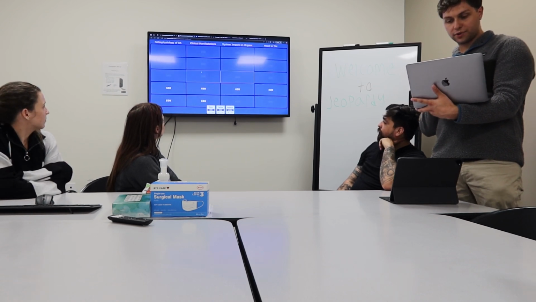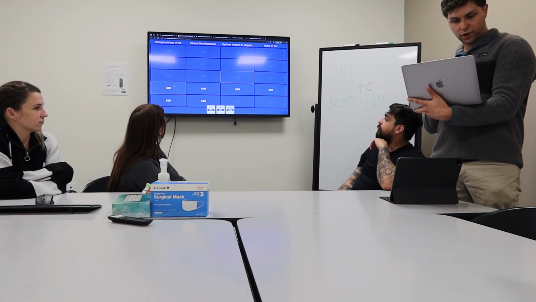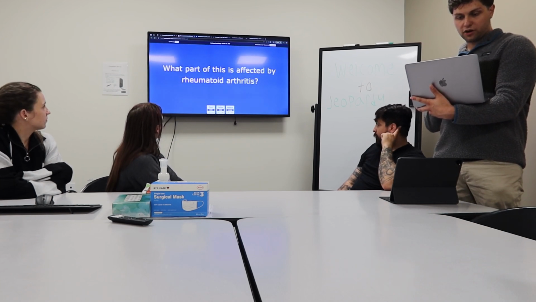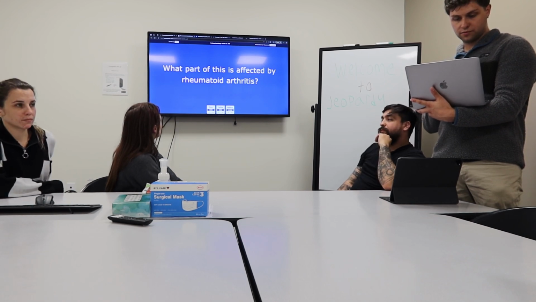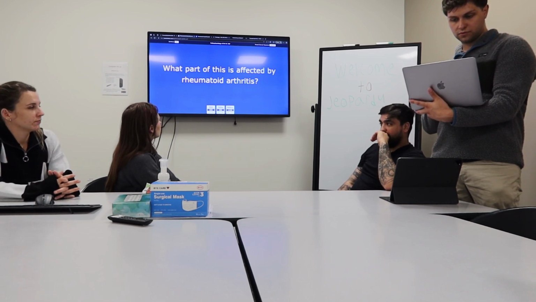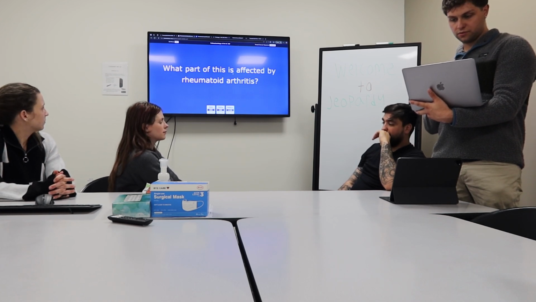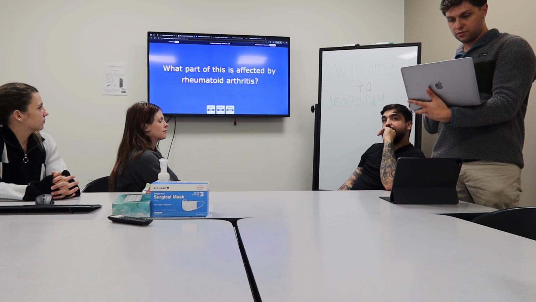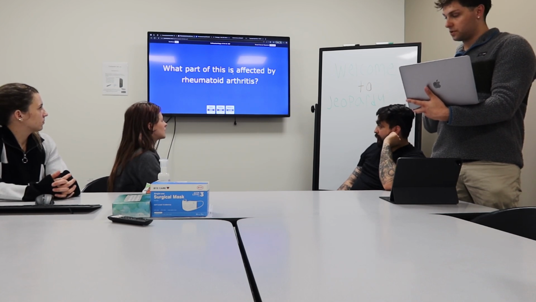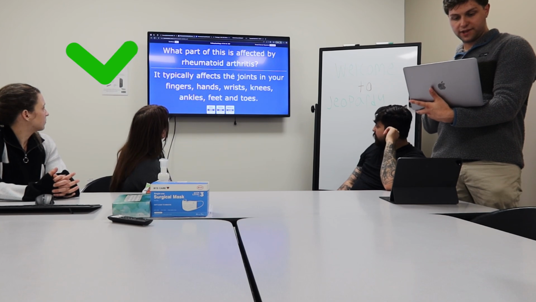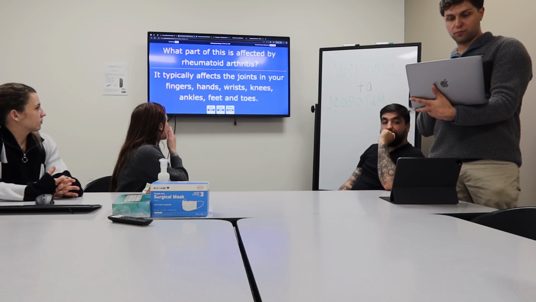Okay, and then Haley, you're up. I'll do subpapio for 400. Okay. What part of this is affected by rheumatoid arthritis? Like what part of the body? Correct. Okay, the hands, wrists, and like, I just want to say knees. Yep. Joints, hands, wrists, knees, ankles, feet, and toes are also affected, so you got the point right.